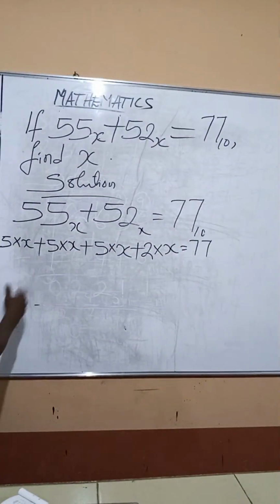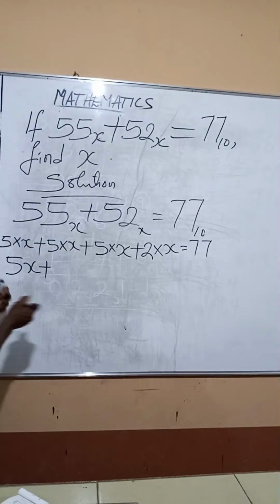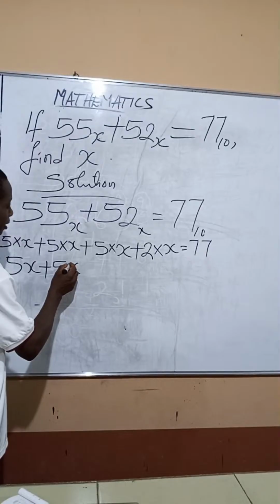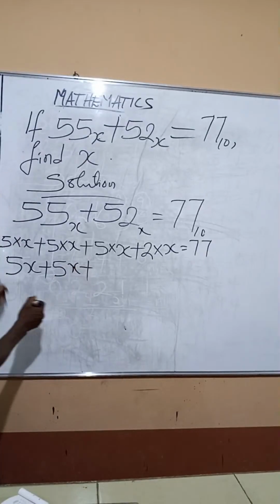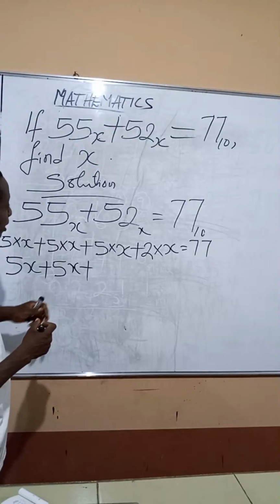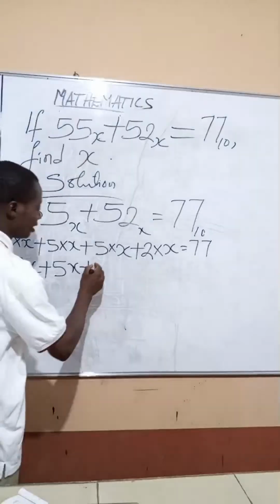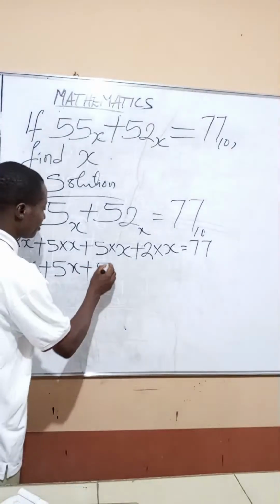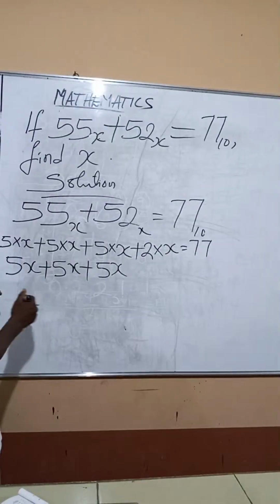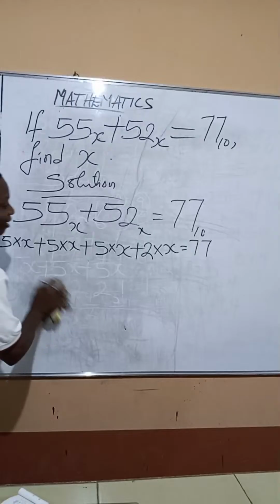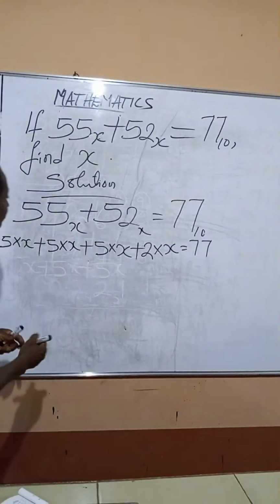So 5 times x is 5x. Then plus 5 times x again, another 5x. Then plus, we are still moving, please take note, 5 times x, another 5x. That's what I said initially, that we might forget the exponents, but I would have used that method.